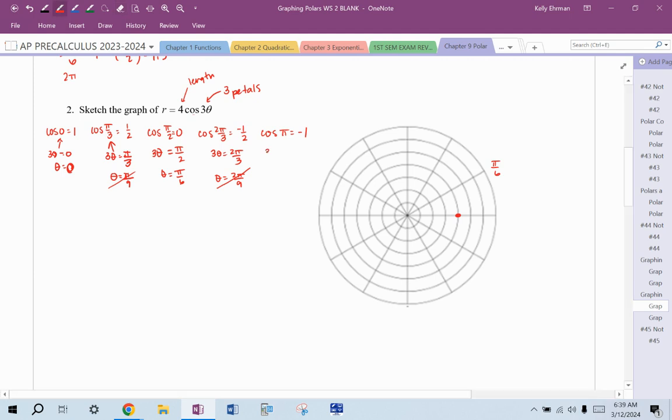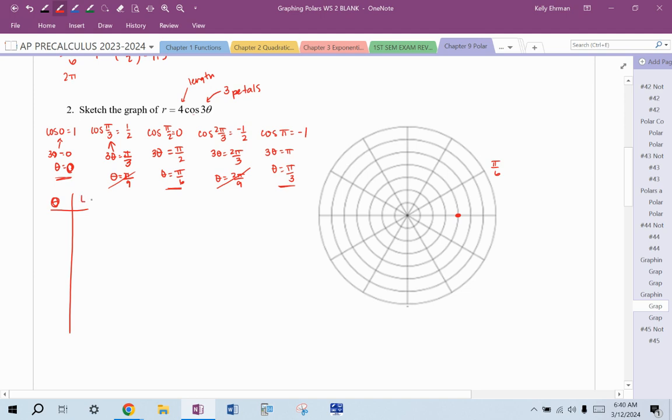All right, so 3 theta equals pi, so theta equals pi over 3. So this is enough information to tell me I should be plugging in 0, pi over 6, pi over 3. I will always plug in the pi over 2s and all of the non-quadrant angles. So that's enough to get me started as far as making my chart.